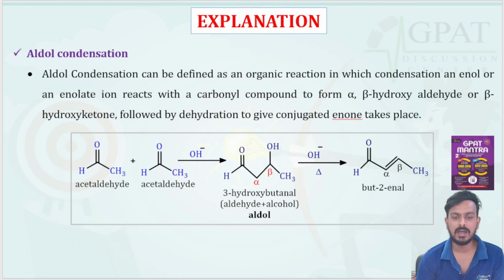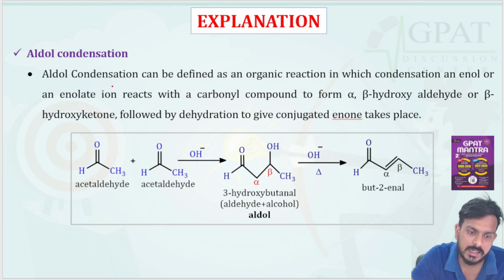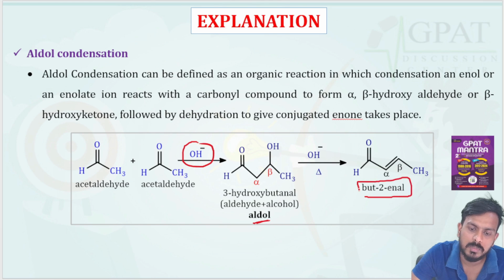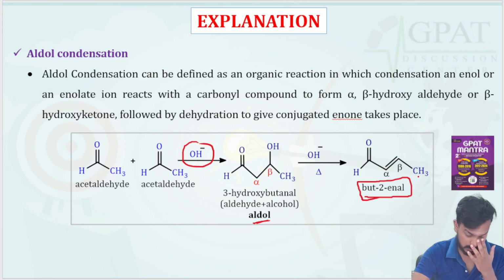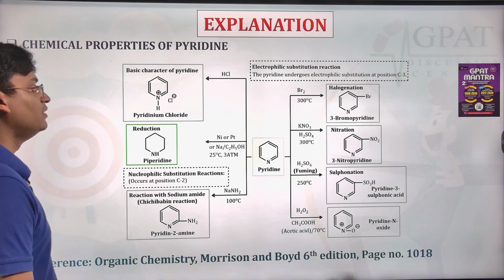So how does the aldol condensation reaction take place? Two acetaldehyde molecules undergo aldol condensation, an organic reaction. When acetaldehyde reacts with a hydroxyl ion, there will be a formation of the initial aldol. When there is dehydration in the presence of heat, it will form butenal, 2-butenal. So the product is an alkene. You are going to get an alkene.